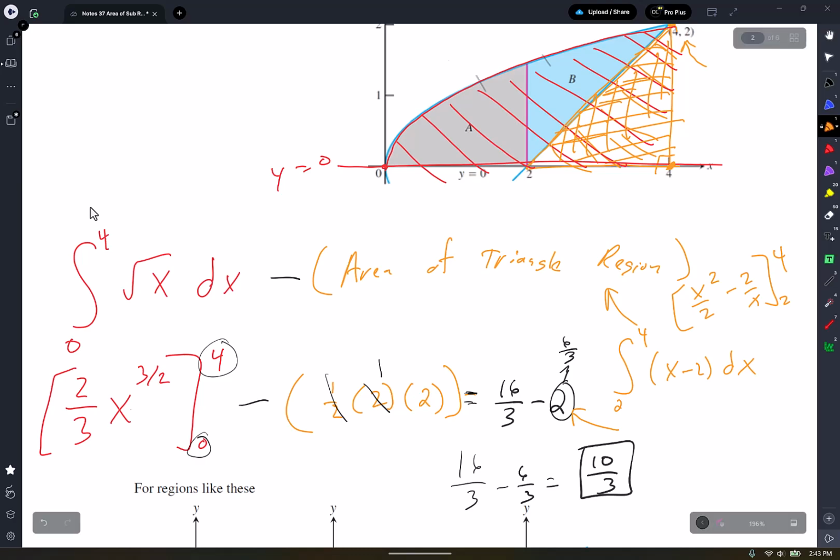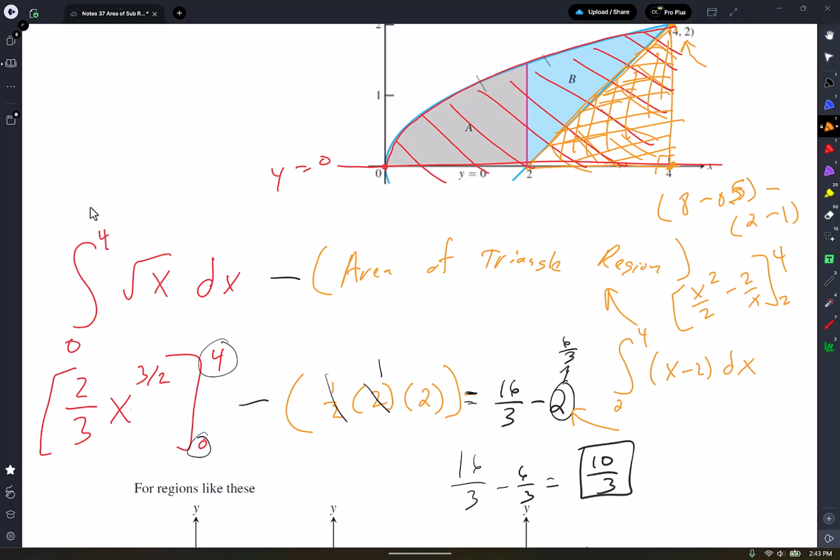If I plug in a 4, let me do the top minus bottom. 4 squared is 16. 16 divided by 2 is 8, minus 2 divided by 4, which is 1/2. So I'm going to say 8 minus 0.5. Okay, that's the upper. I don't see that being 2. Well, let's do the bottom. 2 squared is 4, divided by 2 is 2. And then 2 divided by 2 is 1. All right, 2 minus 1. Did I do that correctly?